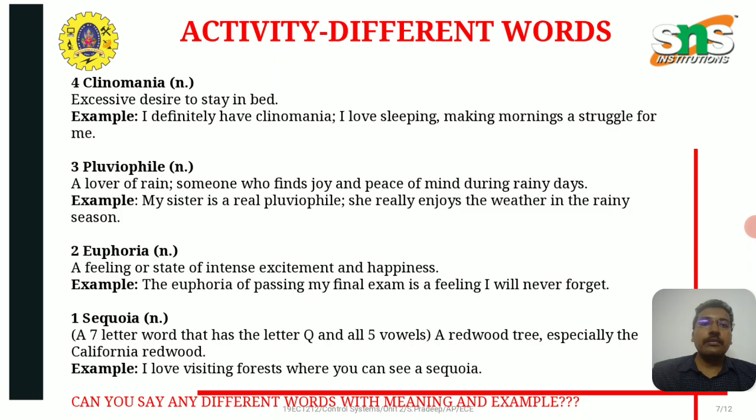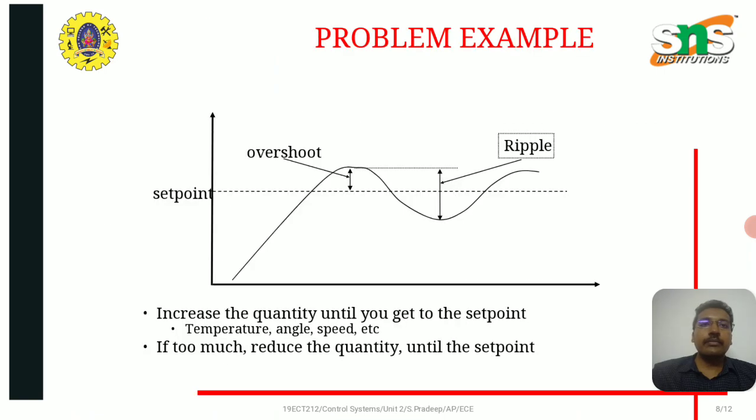Activity. A problem with example. Increase the quantity until you get to the set point. Increase the quantity means increasing temperature, angle, speed, etc. If it is too much, reduce the quantity until the set point.